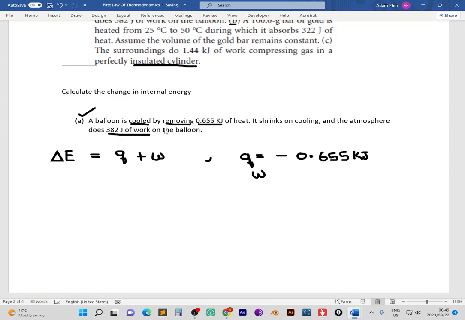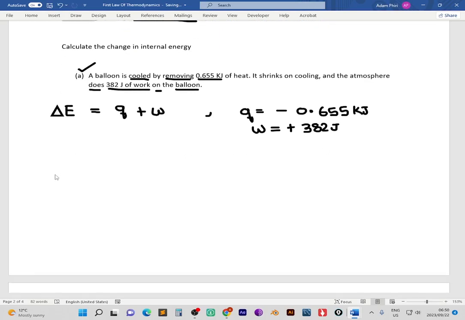So let us look at the work done on the balloon. The balloon is our system. So that means the work done on the system by the surroundings, and that is 382 joules. You can also look at the units, kilojoules and joules. So we will have to convert one of them.